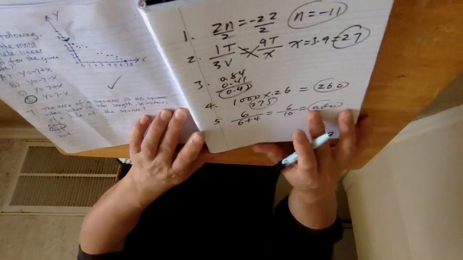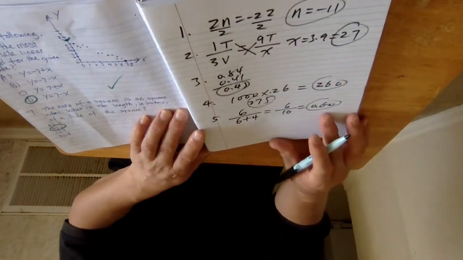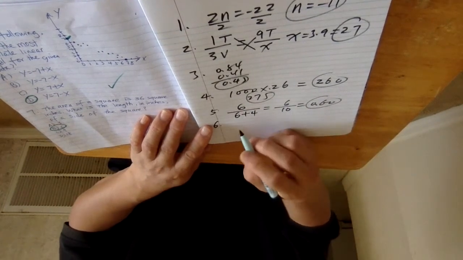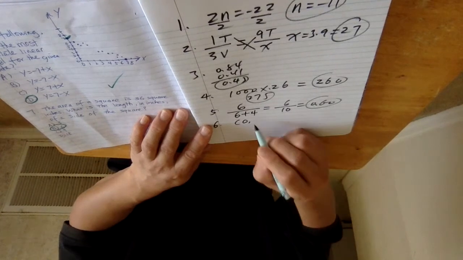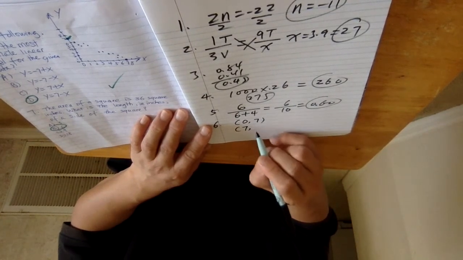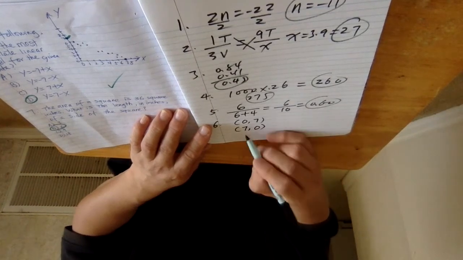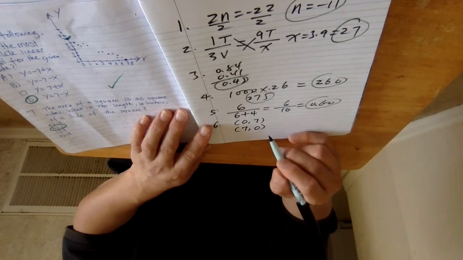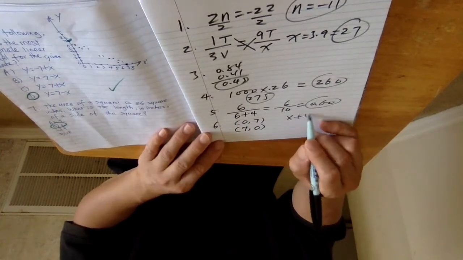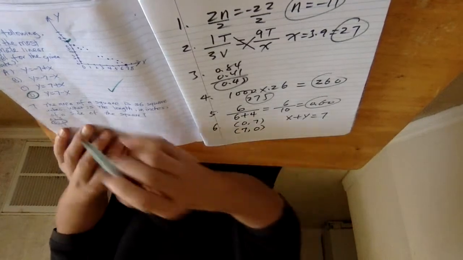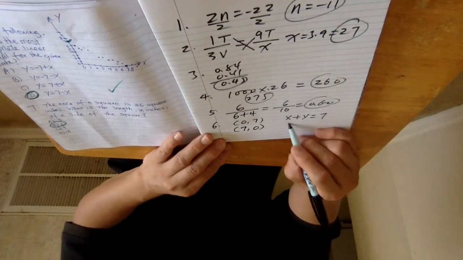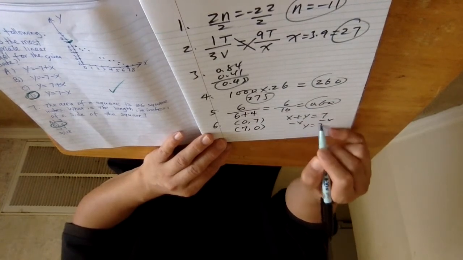Number 6: of the following, which is the most appropriate linear model for the given data? When x equals 0, y equals 7, and when x equals 7, y equals 0. That means x plus y equals 7, so this answer is going to be the perfect one. We subtract x on both sides, so y equals 7 minus x.